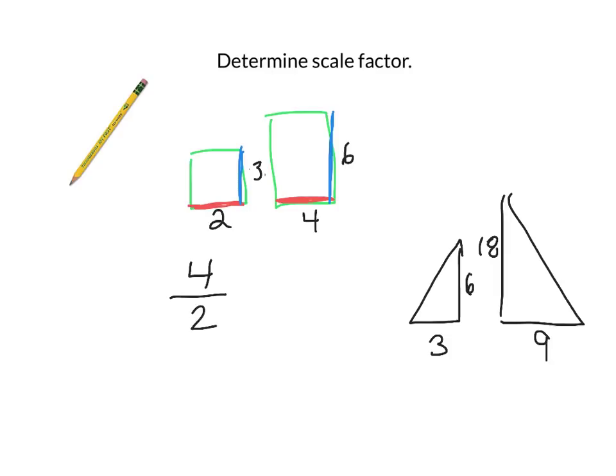And I'm going to do the same thing for the blue sides. I'm going to take 6 and I'm going to put it over 3. Now both of these will reduce down to a scale factor of 2. So in this case, the scale factor between these two rectangles is 2.